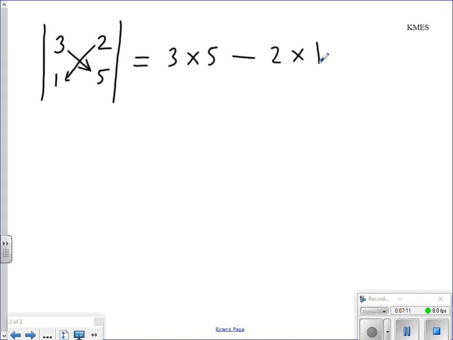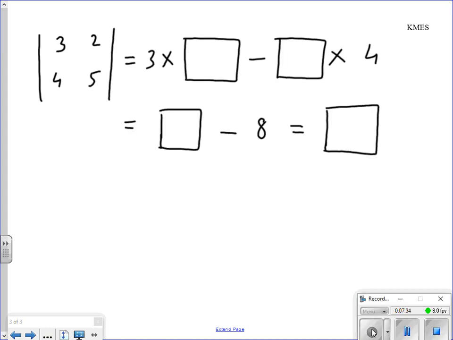So how to find the value of this determinant? 3 multiplied by 5 minus 2 multiplied by 1. Let us calculate this. 3 fives are 15 minus 2. The answer is 13. This is how you find the value of a determinant.